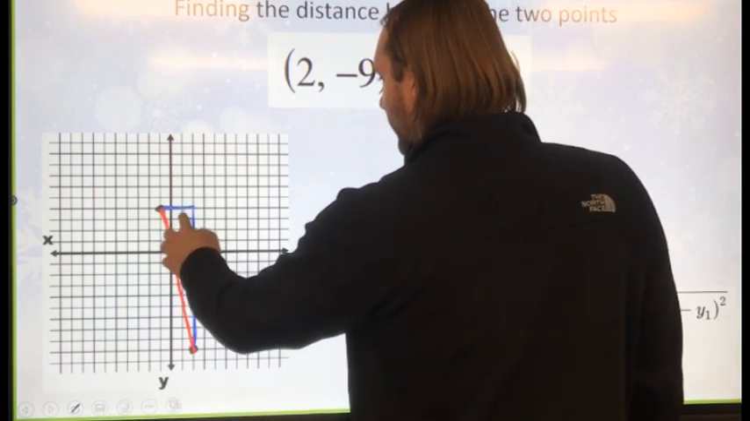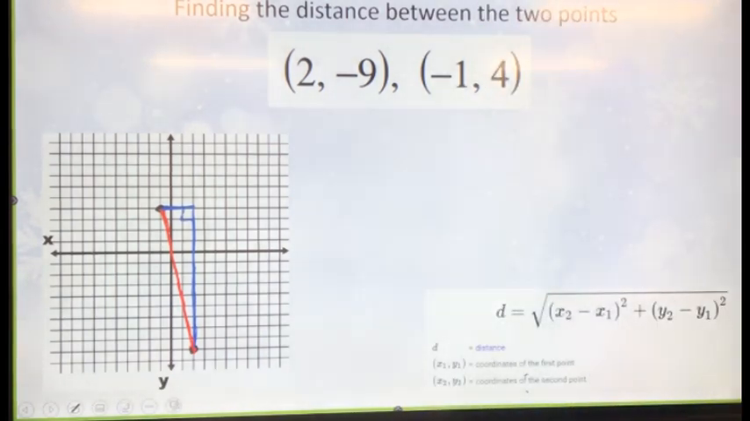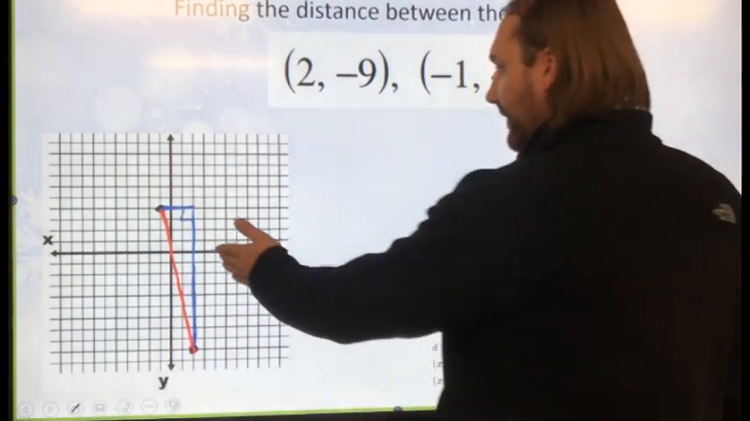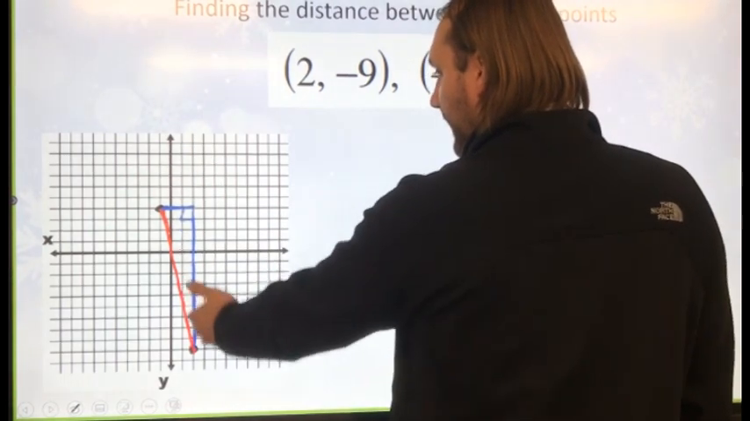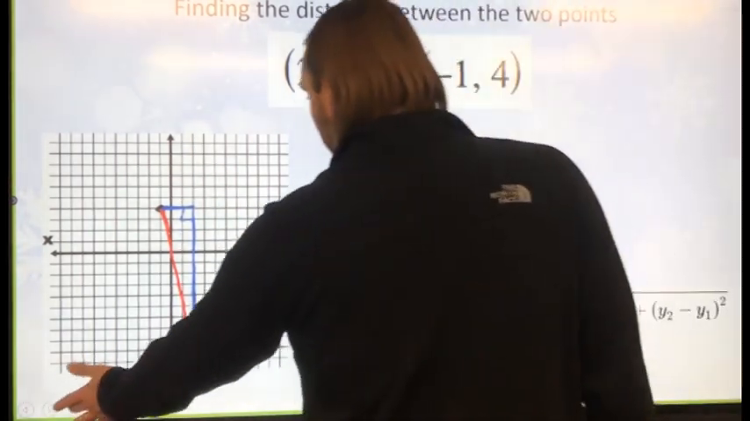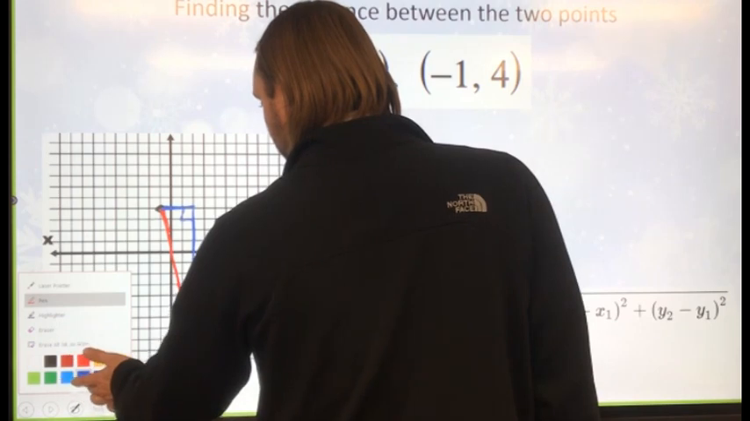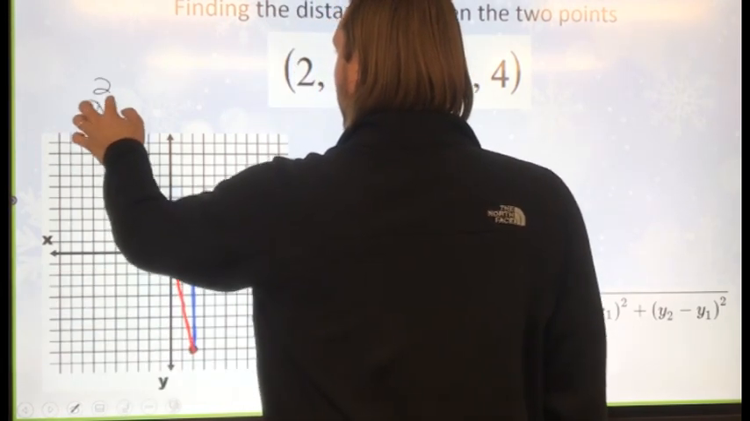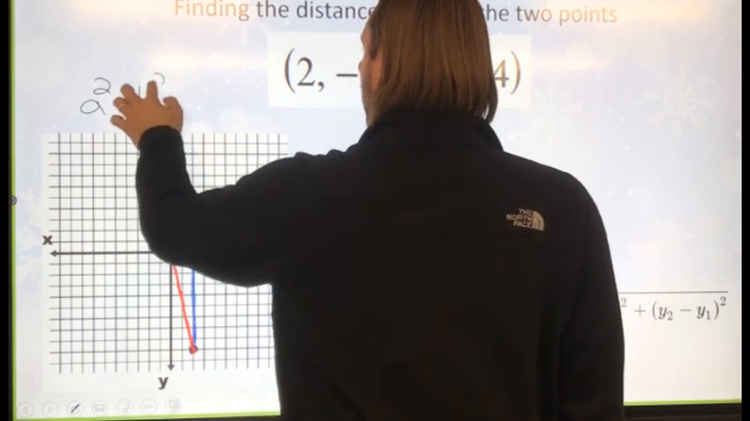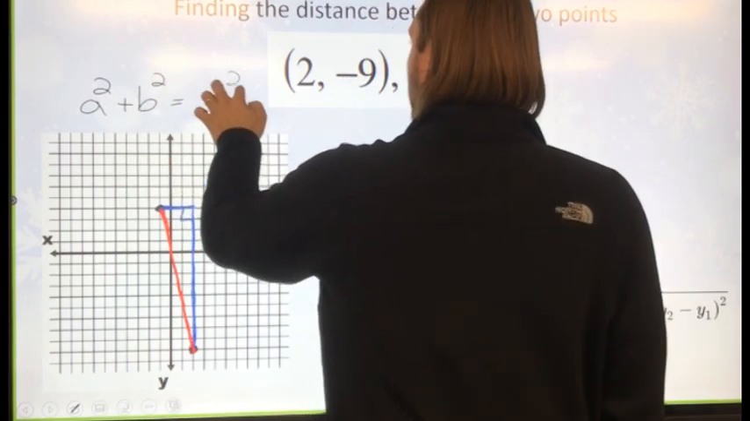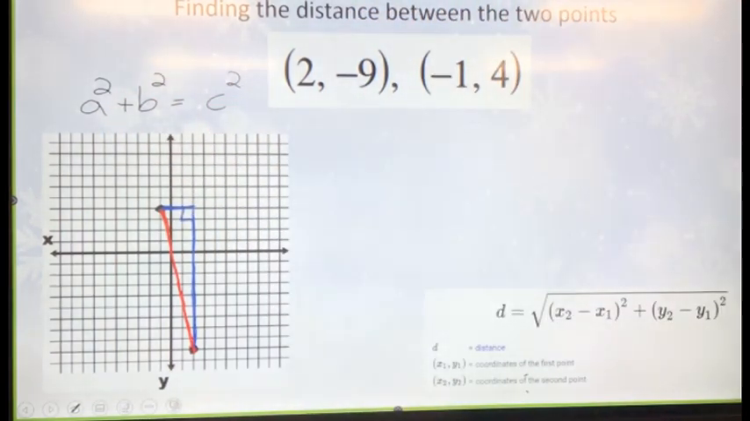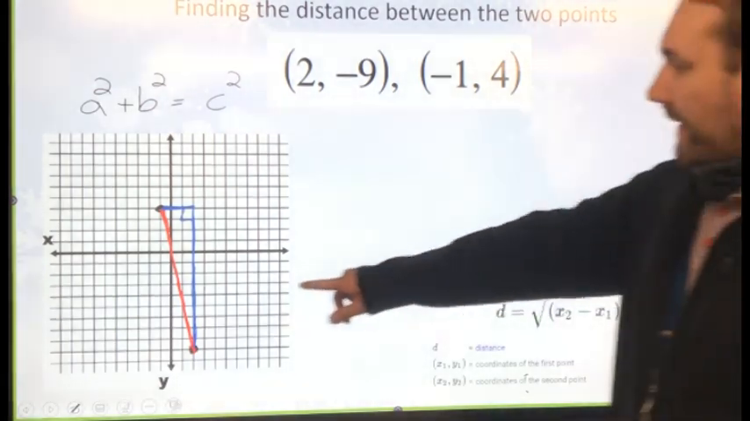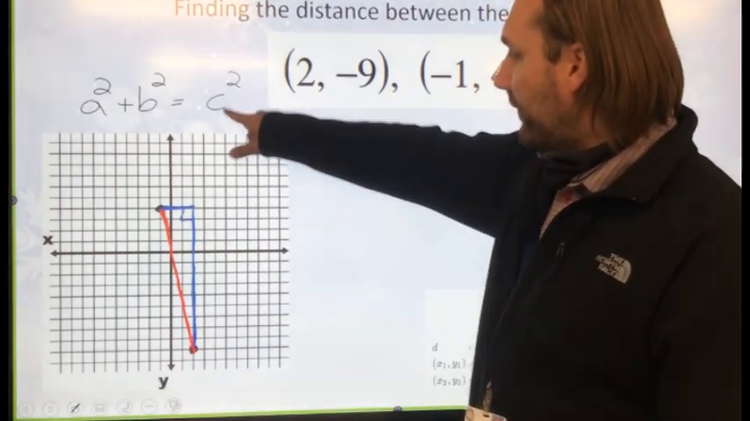And notice, what did I just form? I formed a right triangle, where I can see that the distance I'm trying to figure is my hypotenuse. Well, we know how to find the hypotenuse of a right triangle, and that is the Pythagorean Theorem. A squared plus b squared equals c squared, where c is my hypotenuse, so I'm trying to solve for c.